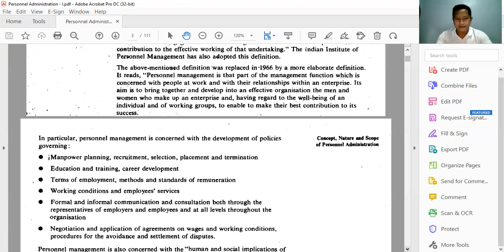Part of that is negotiation and application of agreements on wages and working conditions, and procedures for the avoidance and settlement of disputes. This is something very technical because the law applies here. So, negotiation and application of agreements.